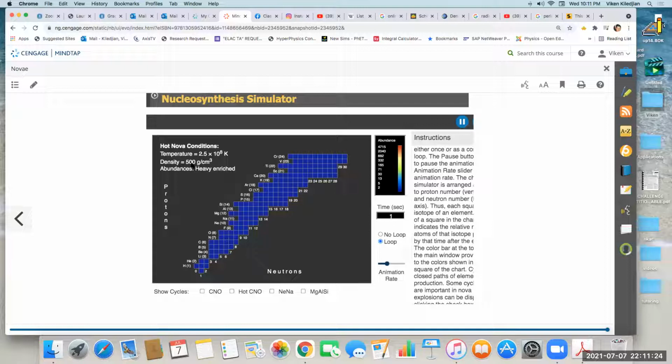And the density of the gas of a nova is 500 grams per cubic centimeter, which is 500 times denser than water. Okay, so now let's see what elements are being made.